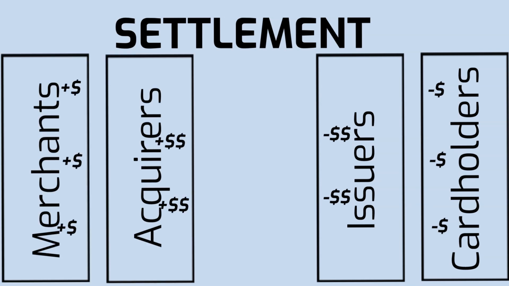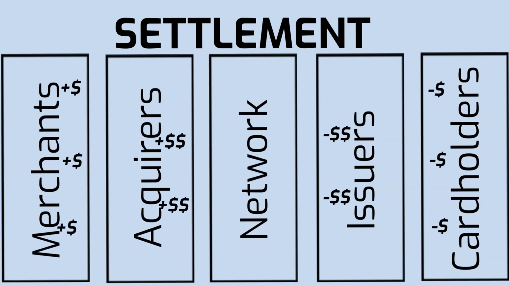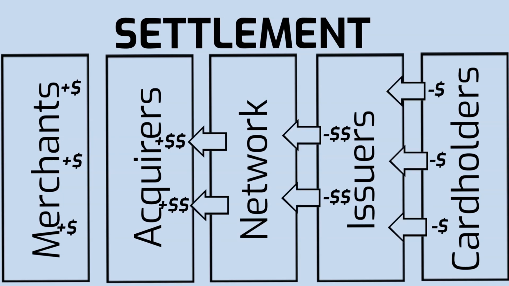In the settlement step, we have net debit parties, typically the issuers and the cardholders, and net credit parties, typically the acquirers and the merchants. The payments network will facilitate the settlement between the issuers and acquirers on their network. The issuers are responsible for collecting the required funds from their cardholders, and the acquirers are responsible for providing the required funds to the merchants.